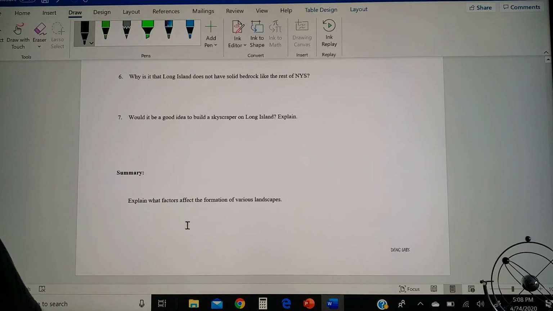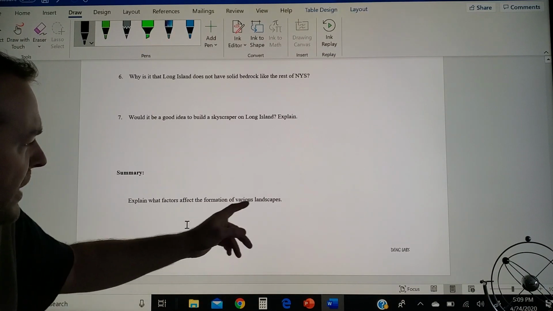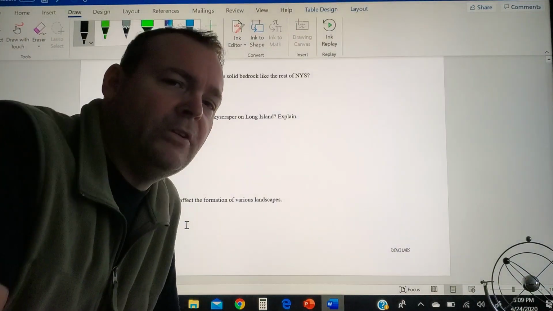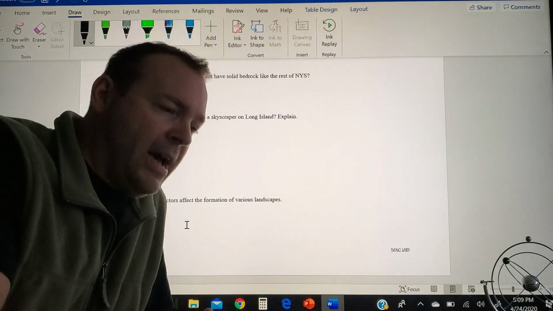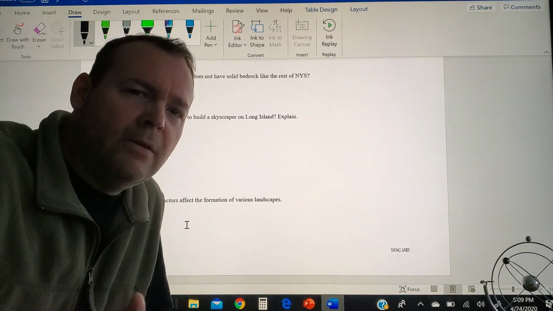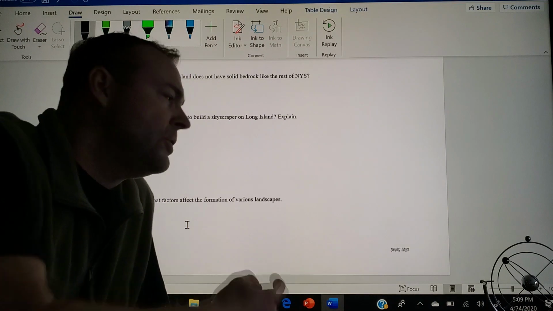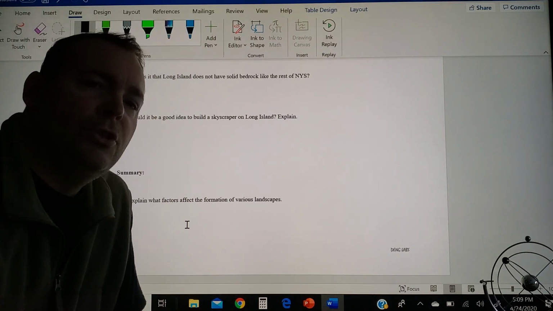For your summary there, explain what factors affect various landscapes. Well, do a little research. What causes valleys, mountains, how are mountains created. Do a little research and write in a nice conclusion there.